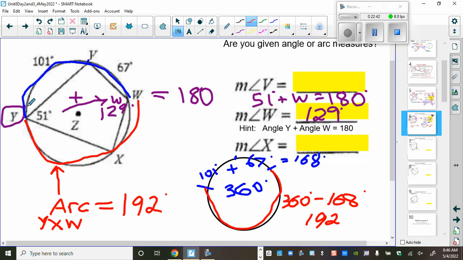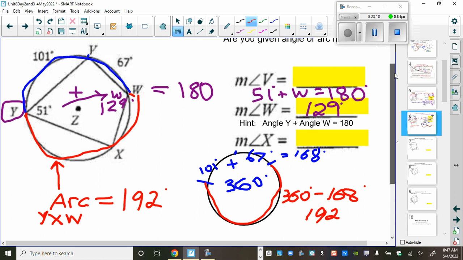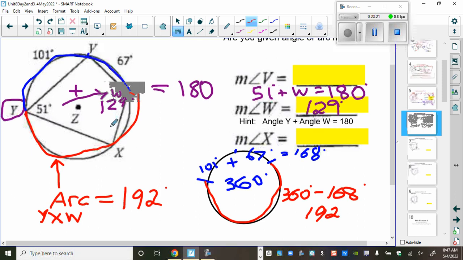Which letter out of these 4 letters, V, W, X, or Y, does not touch this arc? What I have in red, which one of these 4 letters? Who could tell us? Which is the only letter that's not getting touched by this red arc here? It's V. V is going to be your opposite angle. And that might be another way. Well, this one's going to be pretty easy.